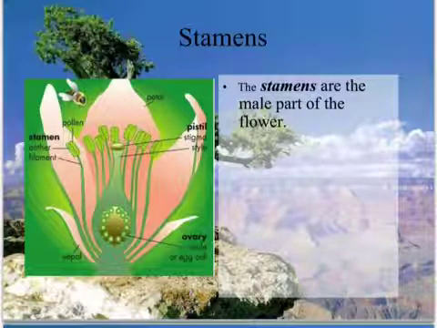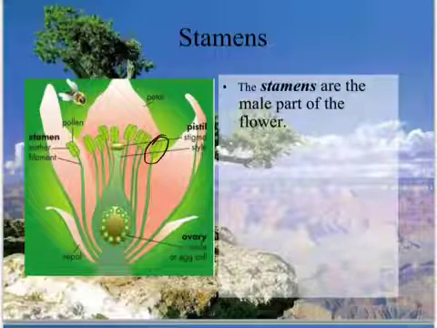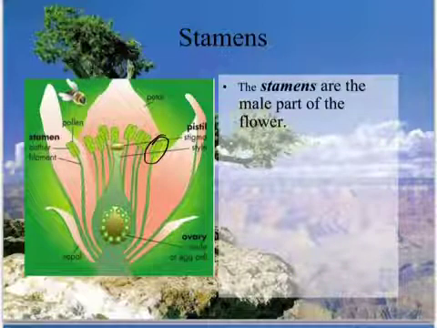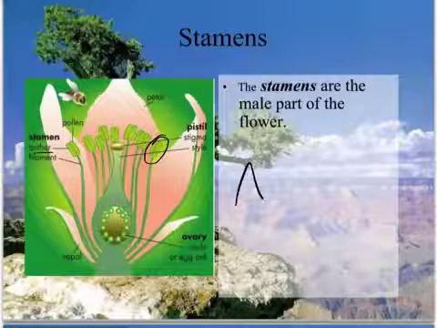The stamen should be the male part of the flower. And the other thing that you need to know with this is the pollen, where it's actually made, is up here in the anther. So in your notes it says the plant makes pollen in the top part of the stamen, and we call that the anther. It's spelled right over here, A-N-T-H-E-R.